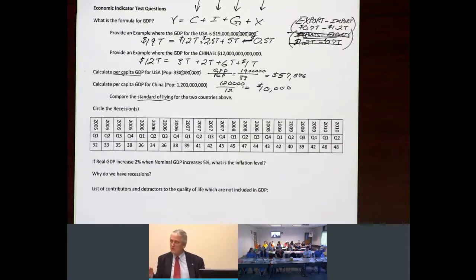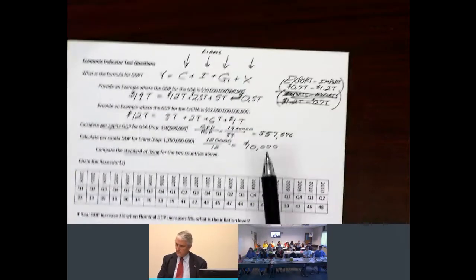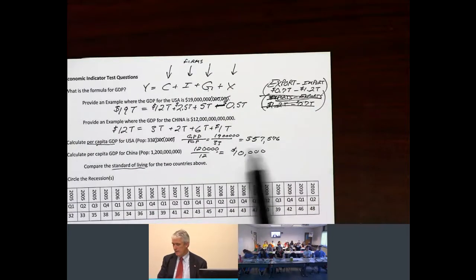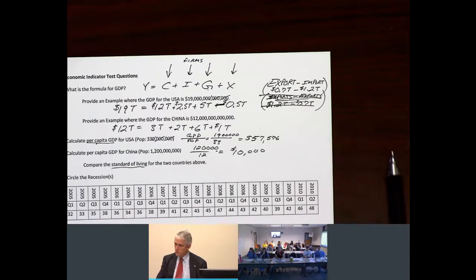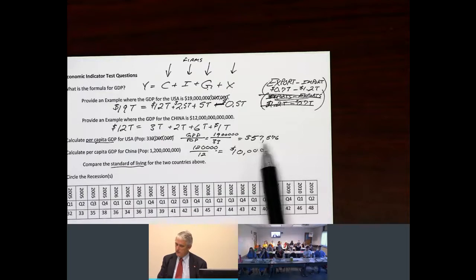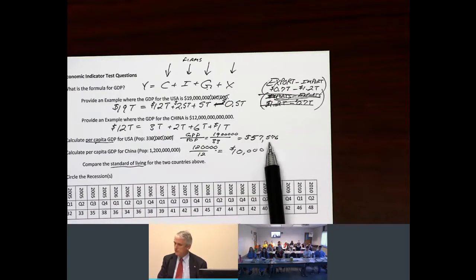So the standard of living or quality of life is a measure of how well a typical person lives in that country. And to say it's 57,000 certainly implies something that is not true. It's not like everybody gets 57,000, but there's enough stuff in the country, produced and sold in the country, that the per capita GDP is 57,000.